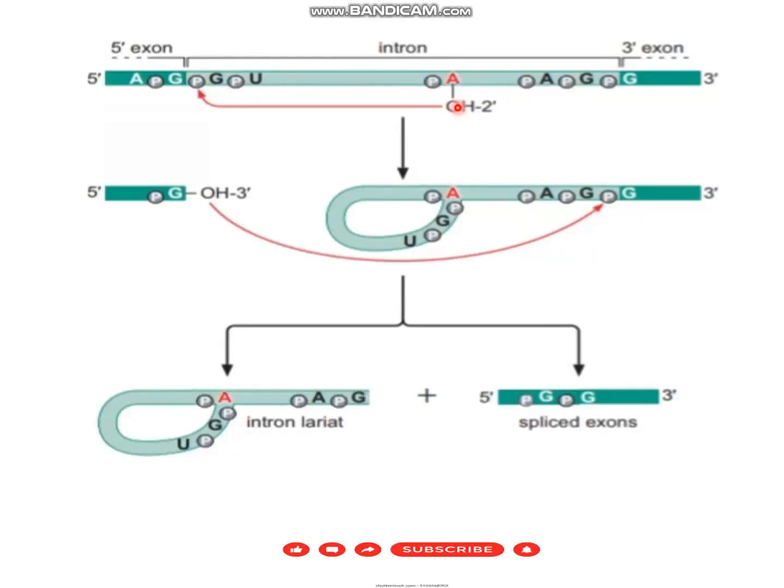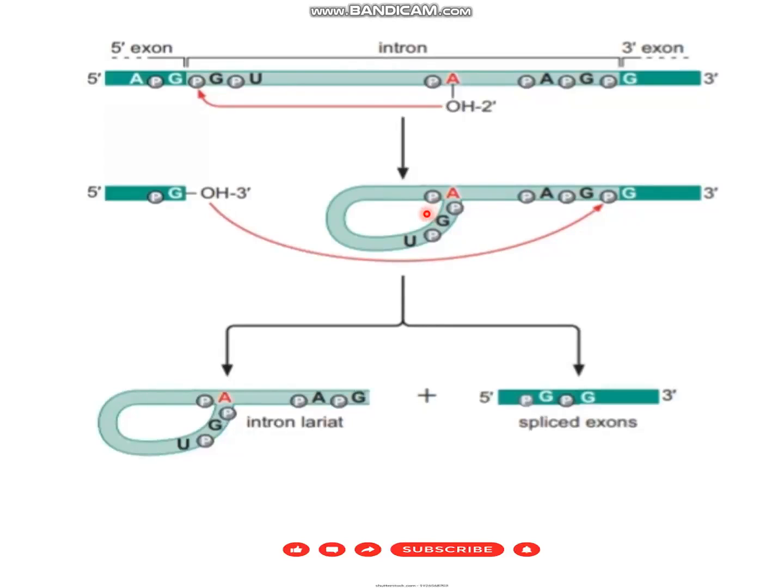This group acts as a nucleophile and attacks the phosphoryl group of the conserved G in the 5' splice site. As a consequence, the phosphodiester bond between the sugar and the phosphate at the junction between the exon and intron is cleaved, and the freed 5' end of the intron is joined to the A within the branch site. Thus, in addition to the 5' and 3' backbone linkages, a third phosphodiester bond extends from the 2' hydroxyl group of that A to create a three-way junction.